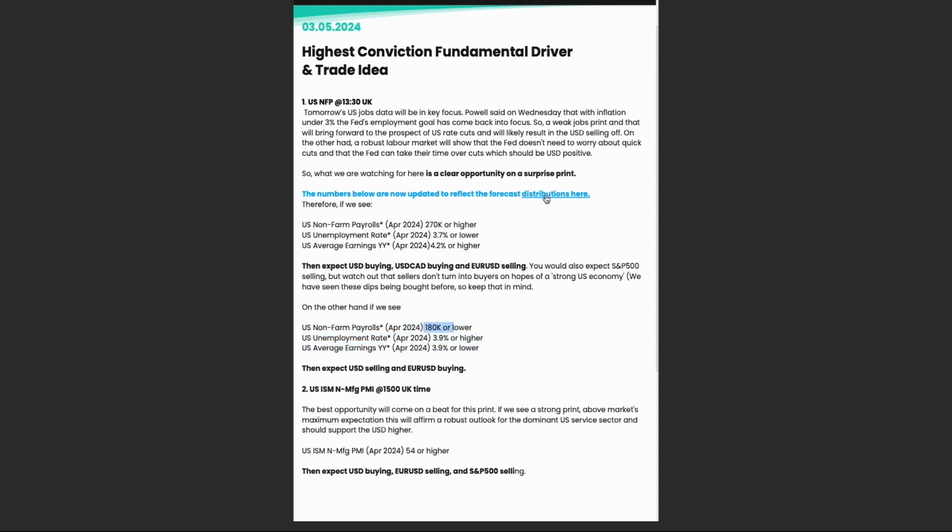We looked at the forecast distribution. We saw that would be enough of a print to surprise the downside. Unemployment rate at 3.9%, average earnings year on year at 3.9%. And we were expecting to find strong euro-US dollar buying if we saw that kind of print.